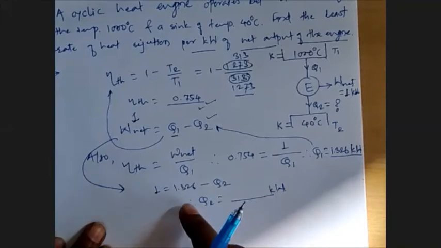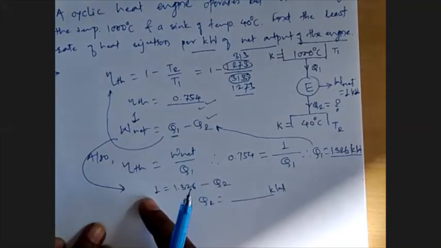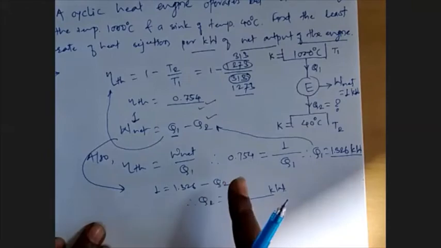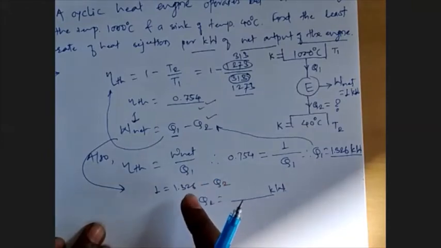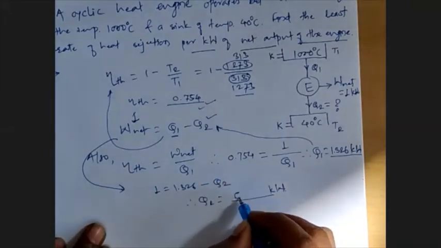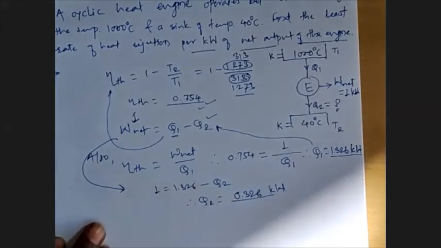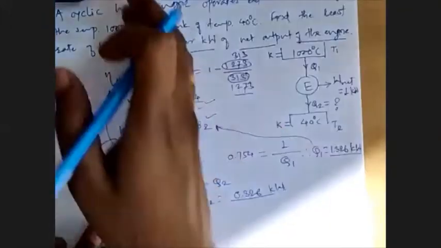So this Q2, when you shift towards the left, that will become plus, and 1 when you shift to right, that will become 1.326 minus 1. So answer is going to be 0.326 kilowatt. Is that fine, Pratik? Yes, sir. Okay. Anybody has got any doubt? Okay. Let's proceed to the next numerical.